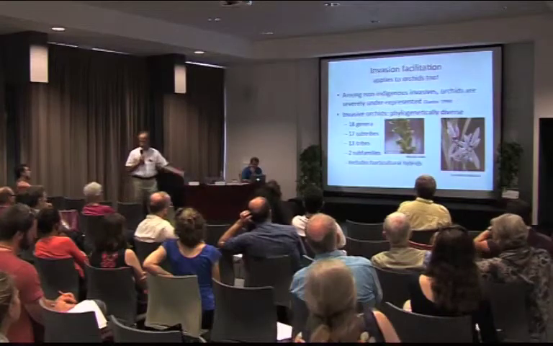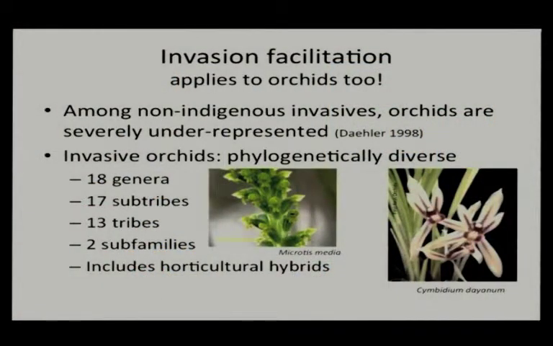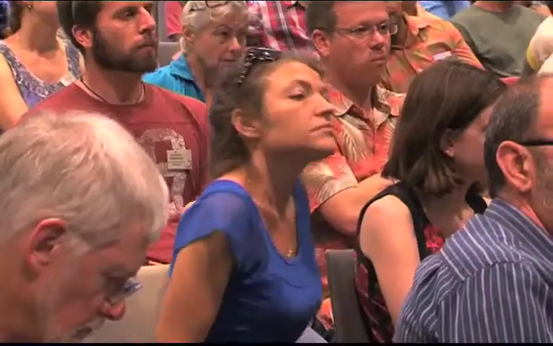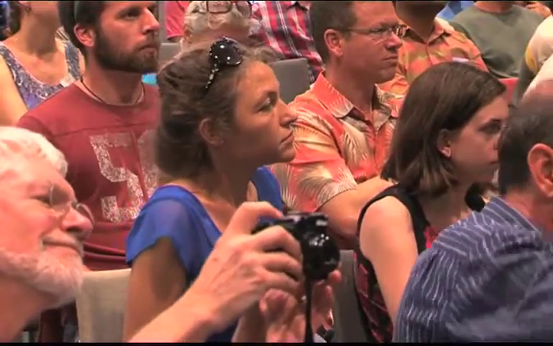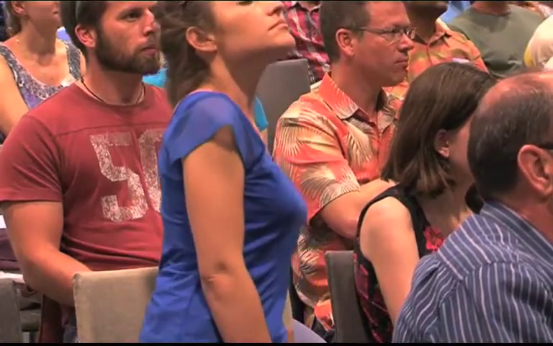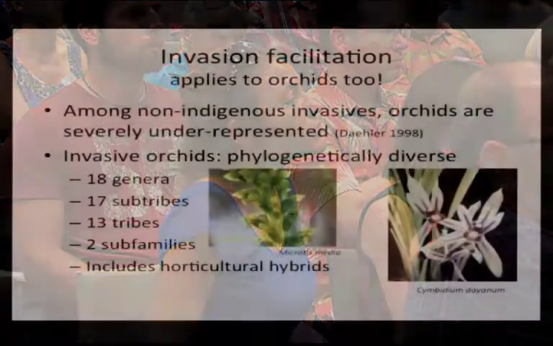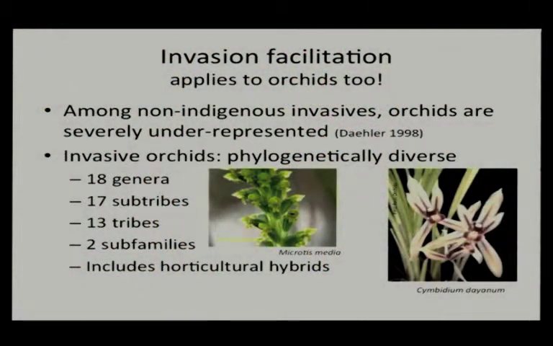So this invasion facilitation also occurs with orchids, but orchids are actually very underrepresented amongst the invasive species pool, as Kurt Dahler had written about some years ago. And it turns out that who is invasive is a phylogenetically very diverse group. You can see the numbers right there. And this also includes horticultural hybrids. And so we're not just talking about species, we're talking about, well, one of the oldest ones is Epidendrum o'brienianum. I forget what the species are involved in that, but that's been invasive and naturalized in Hawaii for a long time.